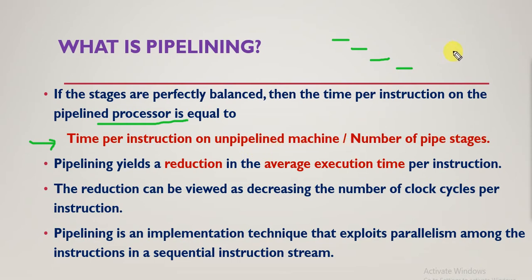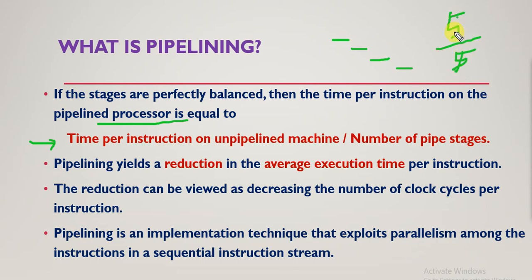So here we are going to compare two categories of machine so that we can decide whether the pipelined processor is better than the unpipelined processor. So assume that an instruction on the unpipelined machine takes 5 seconds to finish the task. For example, it will be divided by the number of pipe stages, that is, if the number of pipe stages is 5.